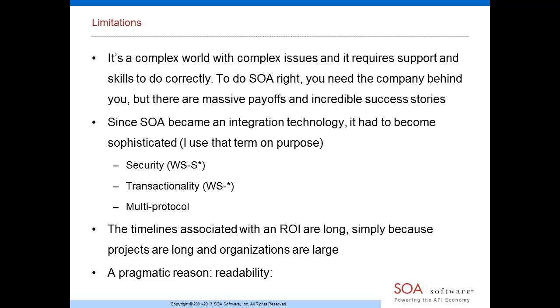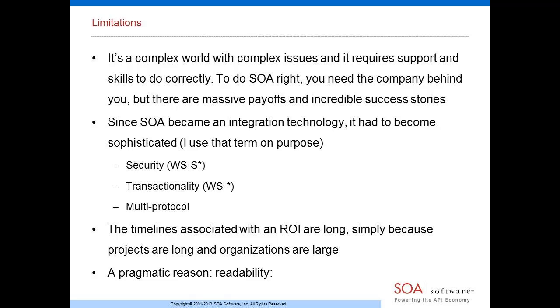So the sophistication of the protocol was a limitation at the end of the day to its adoption. Also, the fact that you need the organization behind you if you want to realize real value and real return on investment from reuse. The third reason is a little bit more pragmatic.